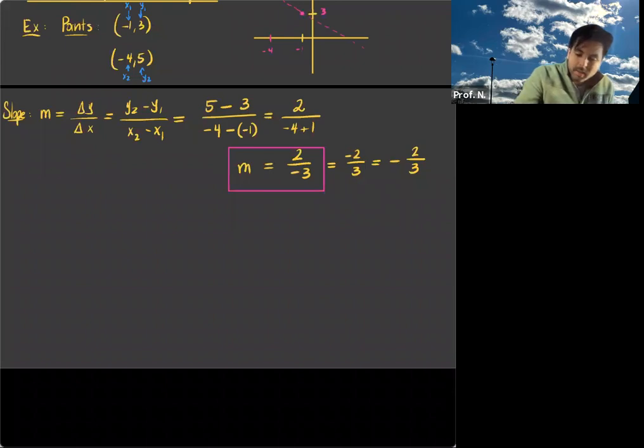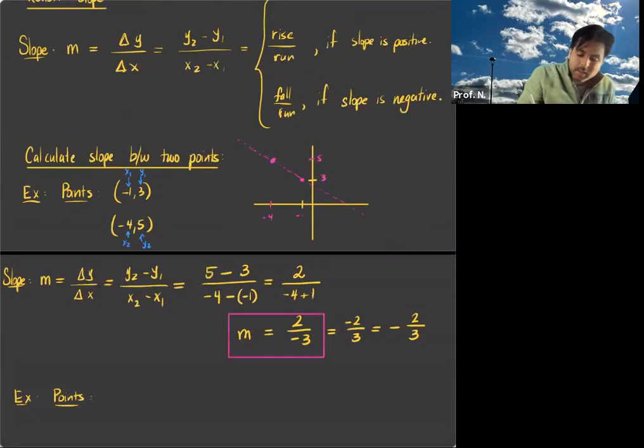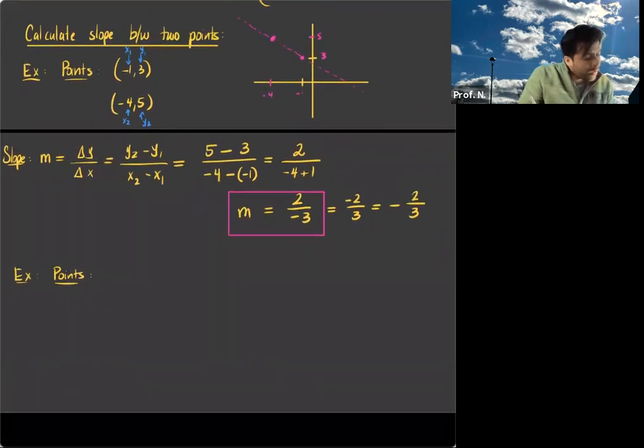Okay. So finding slope is pretty straightforward as long as you know the formula. What if I had the following points here? I want to calculate slope, right? So what if I have the points (3, 4) and (0, 4)? What would be my slope?